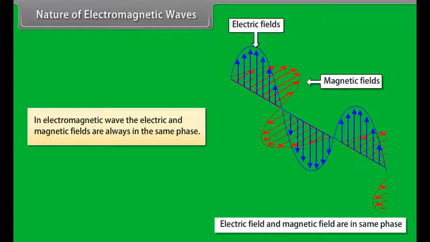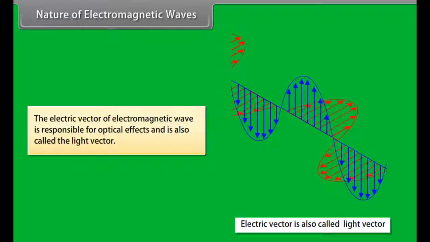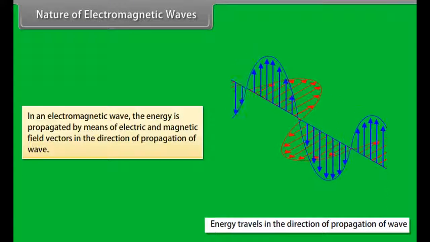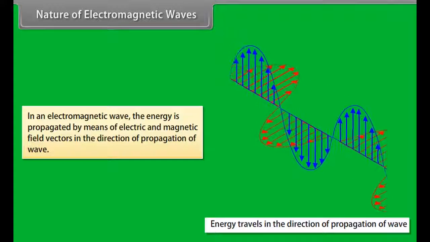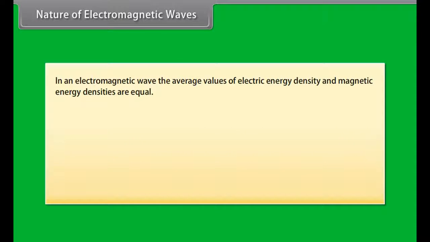Nature of electromagnetic waves. Electromagnetic waves are neutral, so they are not deflected by electric and magnetic fields. The electromagnetic waves show properties of reflection, refraction, interference, diffraction, and polarization. In an electromagnetic wave, the electric and magnetic fields are always in the same phase.